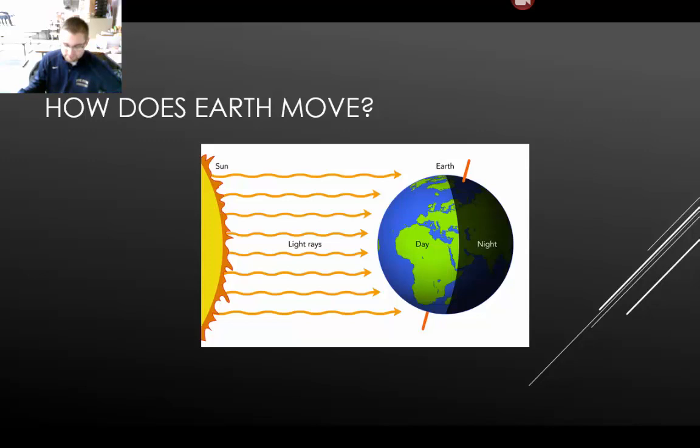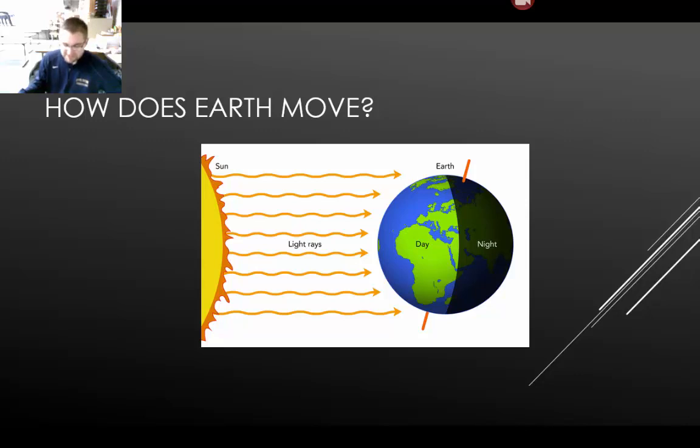Rotation. The imaginary line that passes through Earth's center and the north and south poles is Earth's axis. The spinning of Earth on its axis is called rotation. This is what causes us to have day and night.